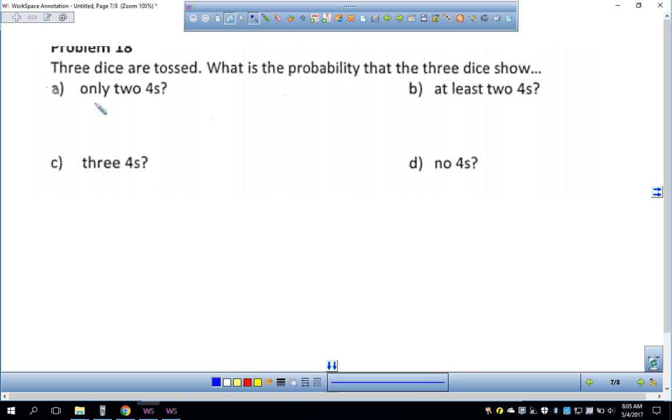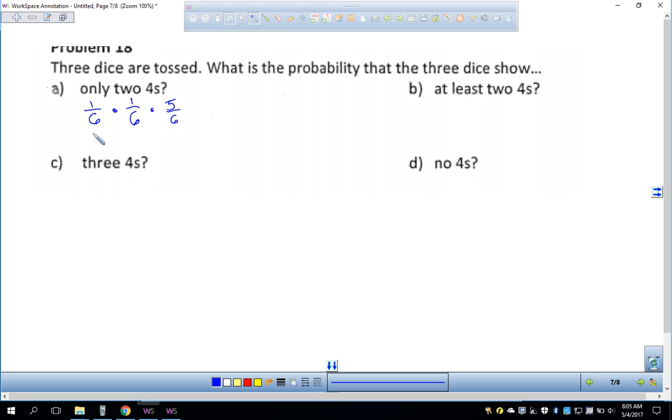So this is looking at what's the probability of getting a 4 if you throw a dice? 1 out of 6, right? And what's the probability of the second dice having a 4? 1 out of 6. What's the probability of the third dice not having a 4? 5 out of 6. How many ways are there for this to happen? Just like that last problem. How many different ways can this occur?